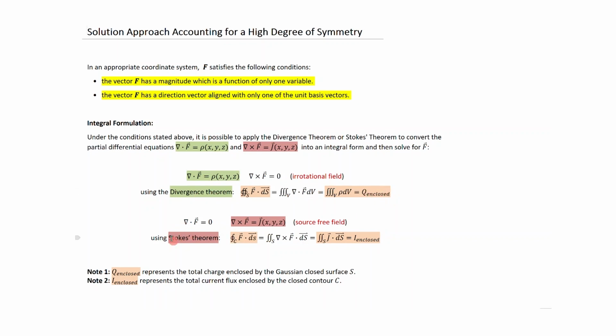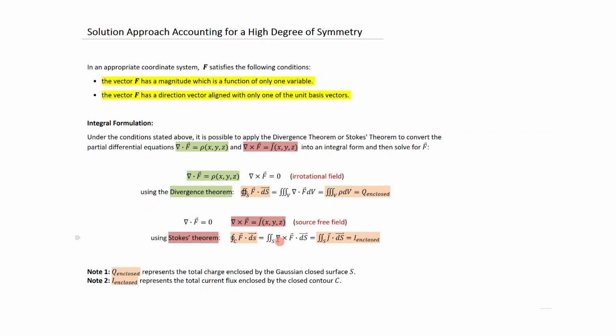If, on the other hand, we're dealing with a source-free field, the divergence of the field is 0, the curl of the field is J, and now we use Stokes' theorem. If I take a closed contour integral of F dot dl along the contour, this is equivalent to the integral of the curl of F dotted with the differential surface area, which is bounded by this contour on the left.